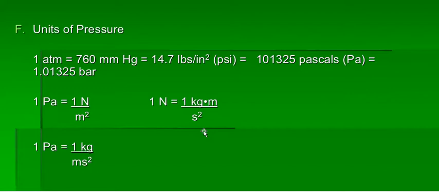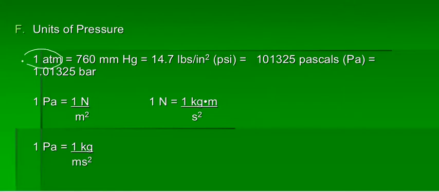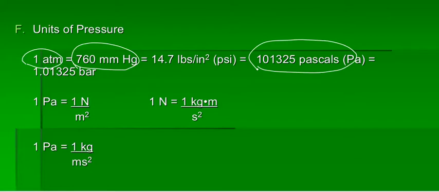Here are some common units for pressure. Now, the most common to us, we're going to use the atmosphere quite a bit. We will use millimeters of mercury, and we will use pascals. Those are the three most common for us.